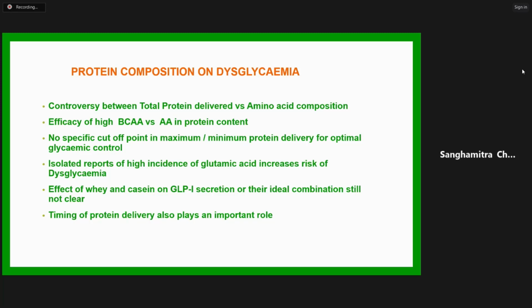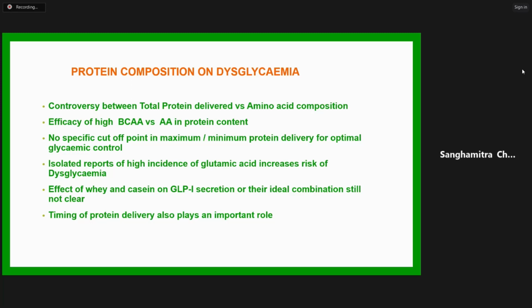The protein composition of foods, the effect of it on dysglycemia. There is a lot of controversy about what is the ideal total protein intake, or should we concentrate on certain amino acid compositions or not. But we still have certain doubts. The efficacy of high branched chain amino acid over aromatic amino acids in protein content. We still do not have a specific cutoff point which says that this is the maximum or the minimum protein delivery for optimal glycemic control. It's very, very individualized. It also takes into account the patient's other factors like renal parameters, digestibility, and so on.